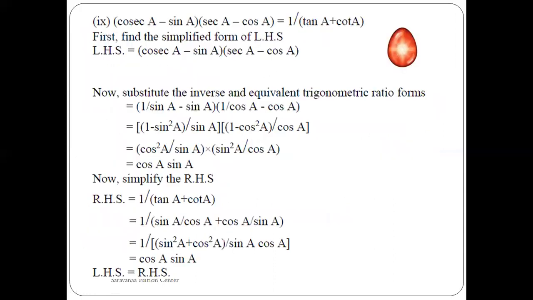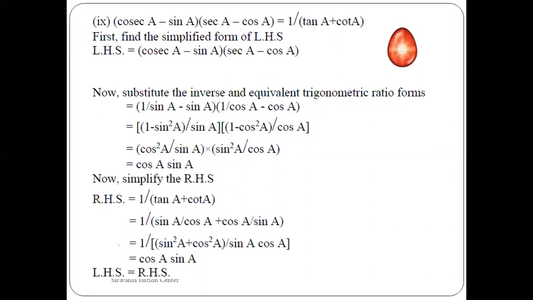Moving to the next question. (cosec A - sin A)(sec A - cos A) = 1 by (tan A + cot A). We are going to first use the LHS, (cosec A - sin A)(sec A - cos A). So cosec A is the reciprocal of sin A, so 1 by sin A minus sin A, into sec A is the reciprocal of cos A, so it is 1 by cos A minus cos A.